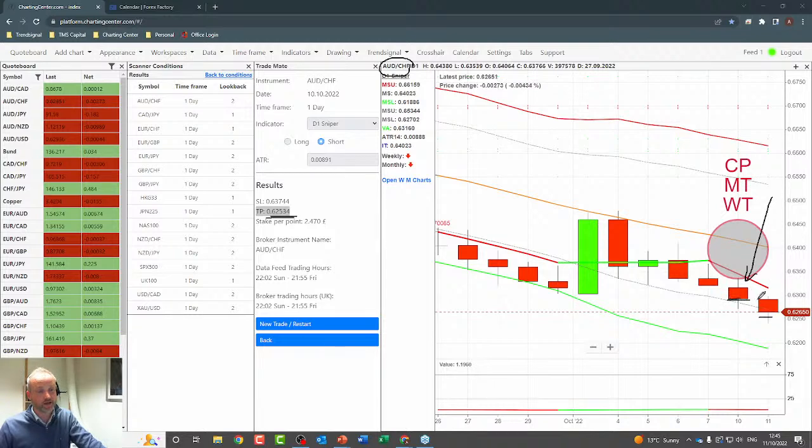So we're entering here. There's our target, and it ended up being a nice winning trade. It already achieved that objective yesterday at £2.47 a point. What was that? Let's call it a 50-point winner. 50 times by £2.40, what's that? £125. Not bad, really.